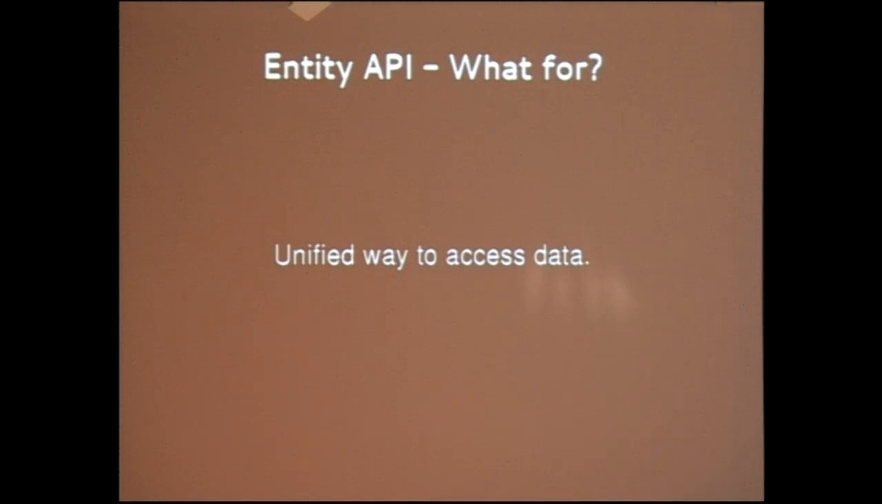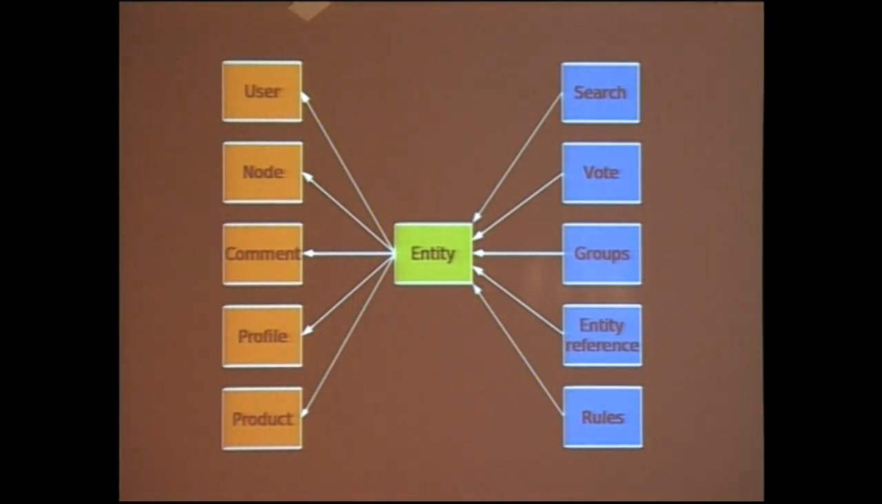So I've created that diagram which should help you to see how that works. On the right side, we have modules that implement some solutions. We have modules that implement voting, searching, or the organic groups functionality. And on the left side, we have modules which provide data to the systems, like the users, the nodes, or also stuff like profiles and products.